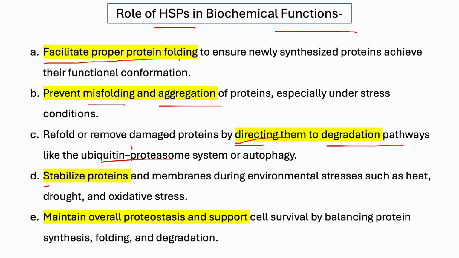It also helps to stabilize the proteins and membranes. It helps to stabilize the proteins during different environmental stress like heat, drought or oxidative stress. It also maintains overall proteostasis, that is protein homeostasis, and helps cells survive by balancing protein synthesis and also protein degradation, which we call protein turnover. I will discuss it later.